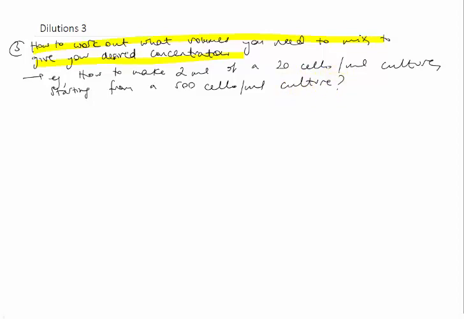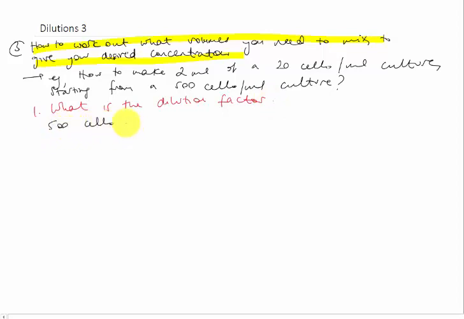So the first thing you have to do is work out what the dilution factor is. You already know how to do that. This is just the same as we had before, so that's 500 cells per mil. We have to divide by 25 to give us 20 cells per mil. We just worked that out before.